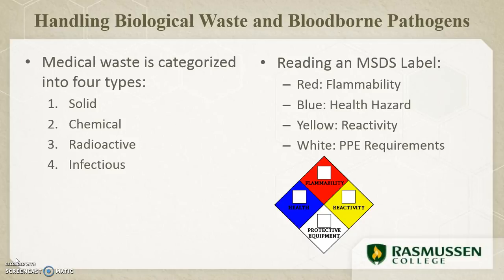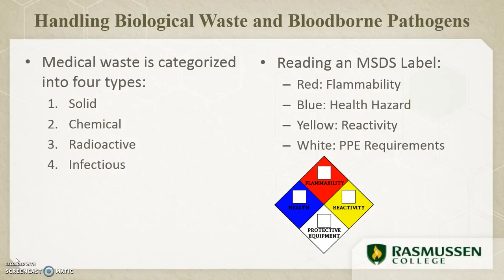The MSDS label can also be used, and that is broken down into 4 different categories, and they're broken down by color. Red stands for flammability, or ability to catch on fire. Blue is a health hazard. What kind of hazard would it have to your health? Yellow is for reactivity, so would it react and would it catch fire, or would it cause some sort of other explosion maybe? And white represents the PPE requirements that are needed. And remember, PPE stands for personal protective equipment.